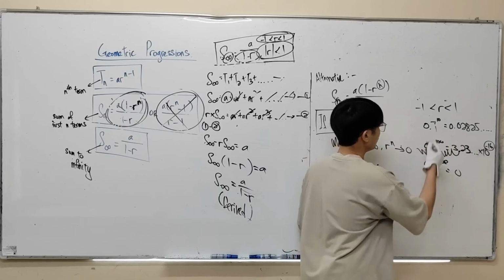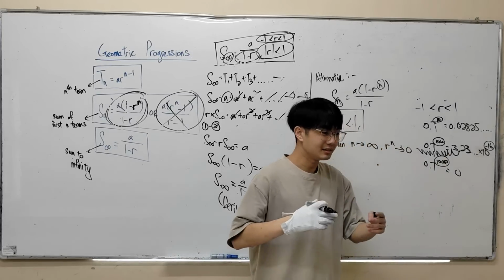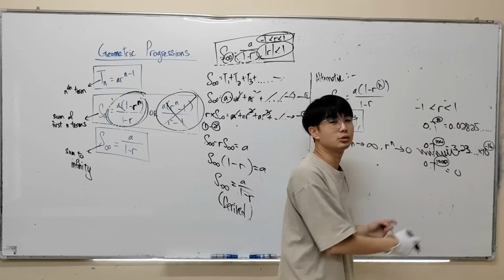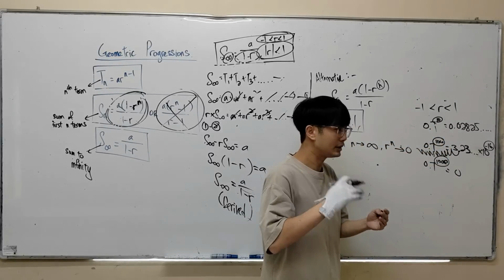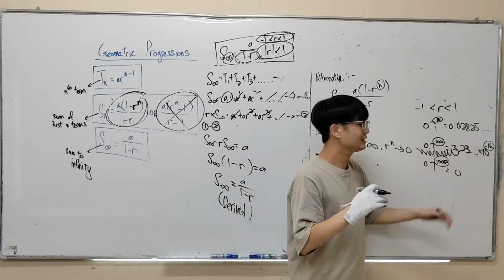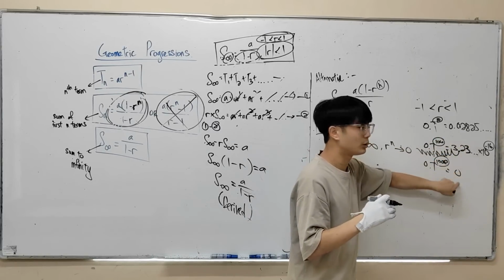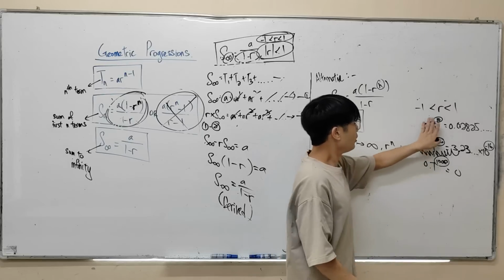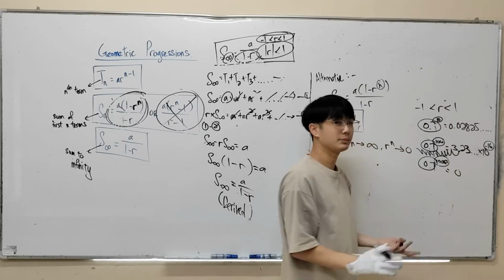It means when the power increases, the answer approaches 0. Okay, I repeat, when the n increases, the power here increases, the answer will approach 0 because the answer keeps getting smaller and smaller, right? So you understand the meaning, but all this will only happen if your base is 0 point something.